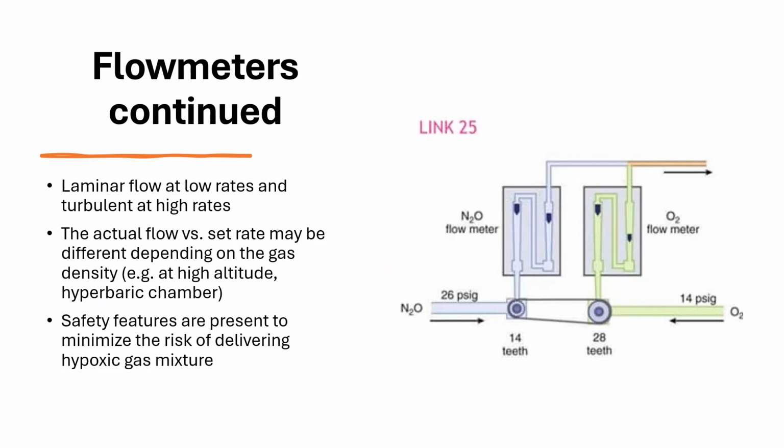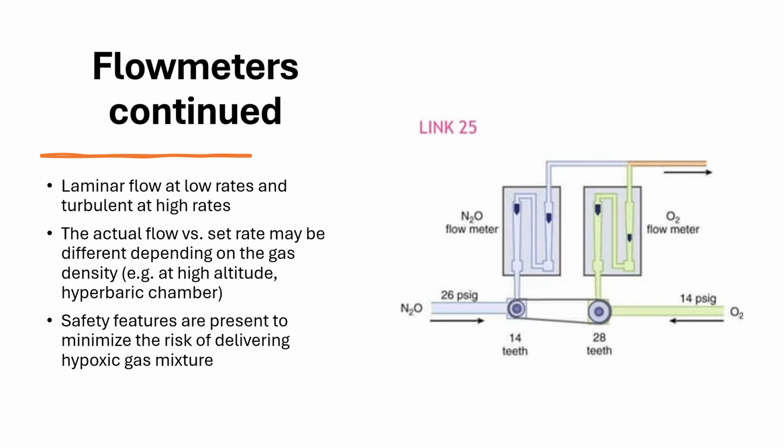So let's keep talking about the flow meters. The actual flow versus the set flow rate may be different, again, maybe because the gas has slightly different density. Also, most anesthesia machines compensate for temperature because with higher temperatures, the gas tends to expand, which is opposite with lower temperatures. Barometric pressure is also important because, as you may remember, if the pressure goes up, the volume of gas goes down, and the opposite is true as well.